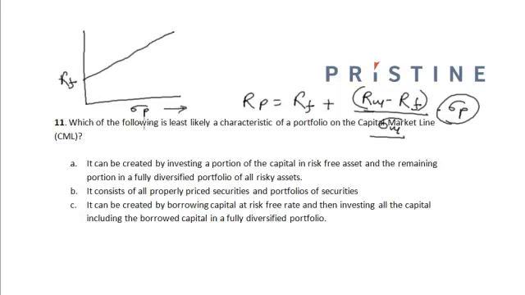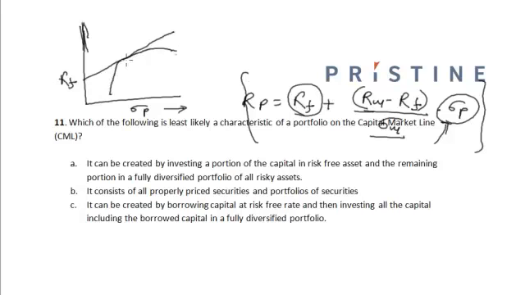As sigma p increases, or the standard deviation of the returns on the portfolio increases, the return on the entire portfolio, that is the combination of the risk-free asset plus the portfolio, the return on the entire combination increases.